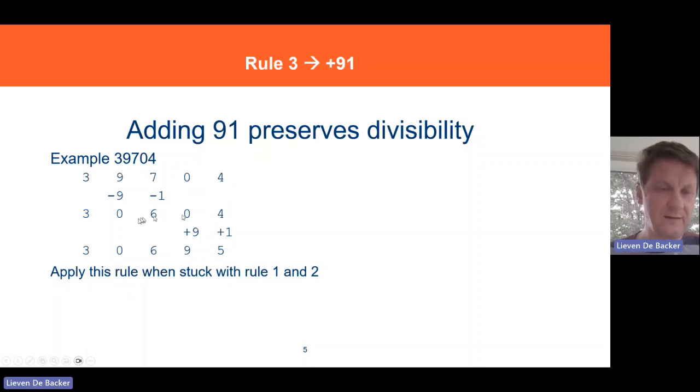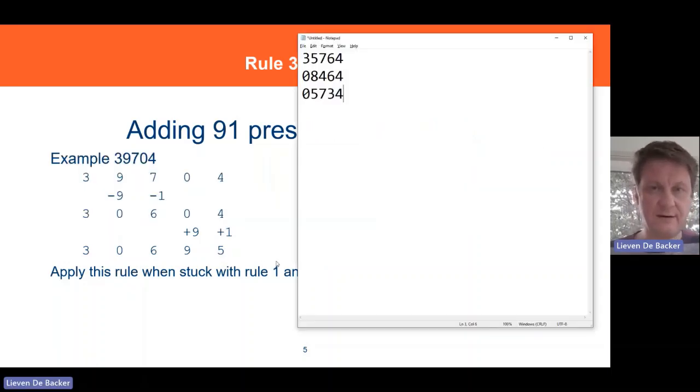30604. Let's say I want to apply rule number 2 on the 3, so I should subtract 3 here, but also there. I cannot subtract 3 from 0, so here I add 91. I add 9 to the 0, which gives me 0. 4 plus 1 gives 5, so I have now this number. So now I am no longer stuck. I can now easily continue with this number 30695. I can subtract 3, which gives me this number.